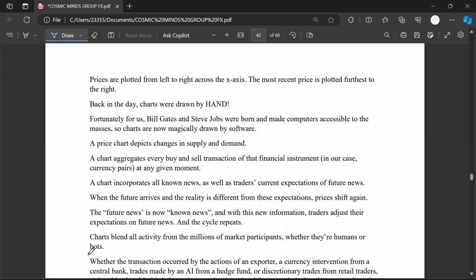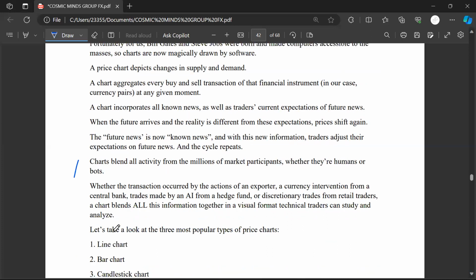Now, charts blend all activity from the millions of market participants, whether they are humans or bots, right? So it means that humans can actually trade, and then we have some software, AI, sometimes called EAs, Expert Advisors, and all that. Sometimes people even use bots in their trading. That is it.